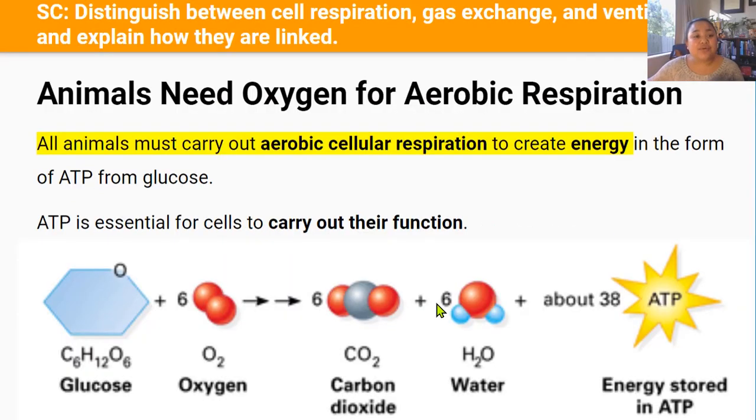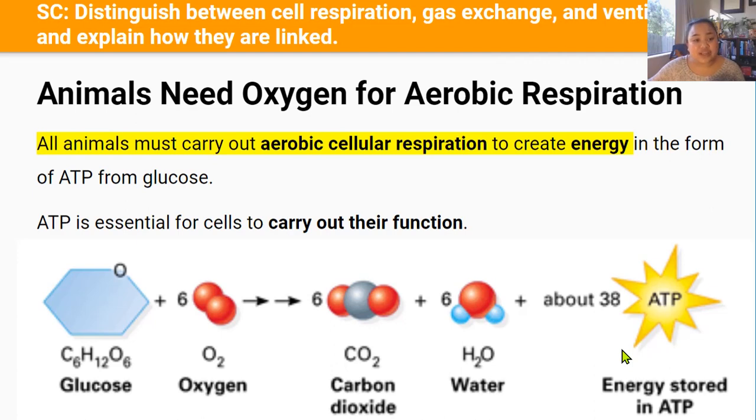So all animals need to carry out aerobic cellular respiration to create large amounts of energy in the form of ATP from this glucose molecule that comes from our food. Animals need this energy, this ATP, to be able to do the activities they need to do to survive. A good example is how muscle cells need energy in the form of ATP to be able to contract and relax, which gives animals the ability to move to look for food or to look for a mate or to run away from predators to escape them.